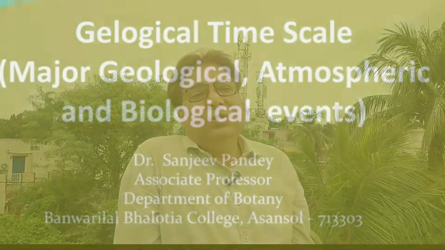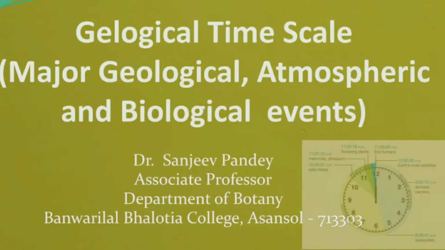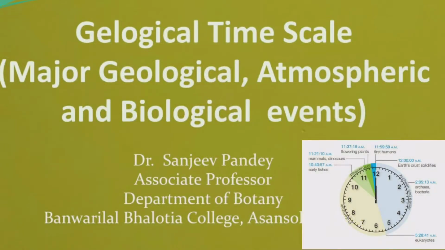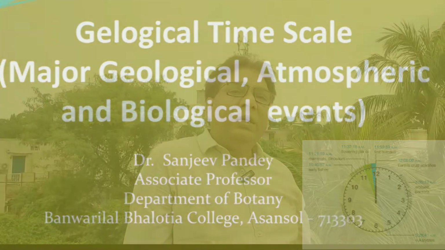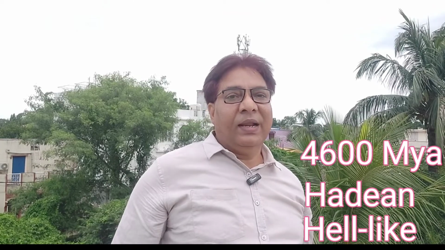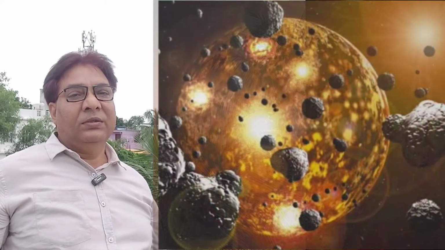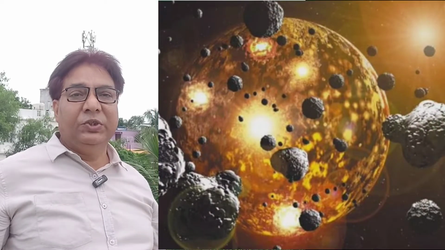Today in this tutorial, I'm going to discuss the major geological, biological and atmospheric events that took place in Earth's history, that is, in the geological timetable. As you know, Earth originated 4,600 million years ago, and the first eon is named Hadean, which literally means hell-like. So when Earth was formed, it was molten lava. Temperature on the surface was more than 1000 degrees centigrade, and there were huge bombardments of meteorites at that time.